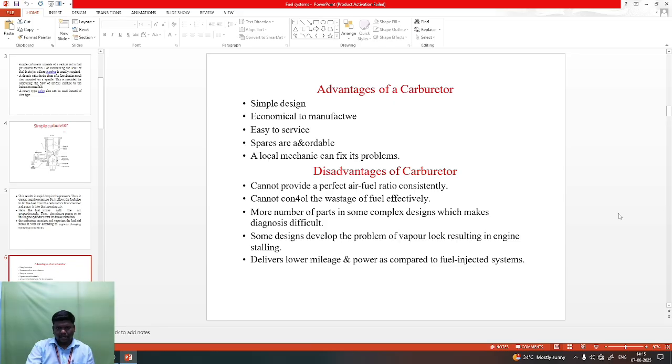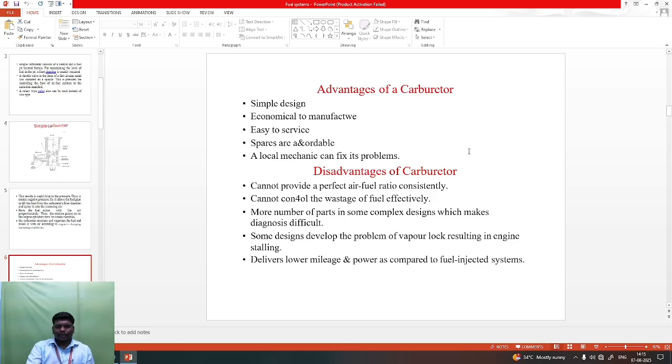The disadvantage of carburetors is that they cannot provide a perfect air-fuel mixture constantly, because of lag in air intake or because of fuel drops in the carburetor. Due to that, it cannot provide the perfect air-fuel mixture, and it cannot control the wastage of fuel effectively either.